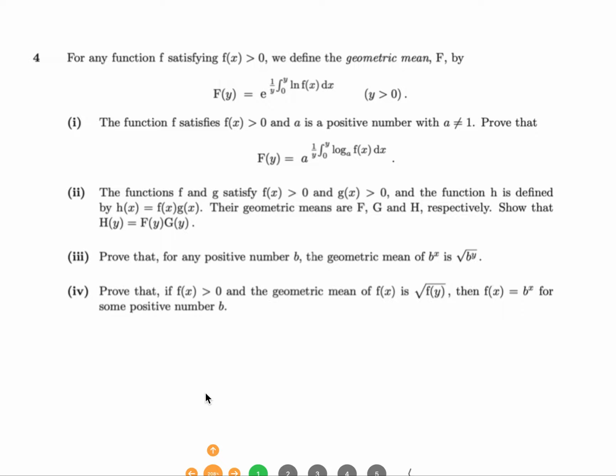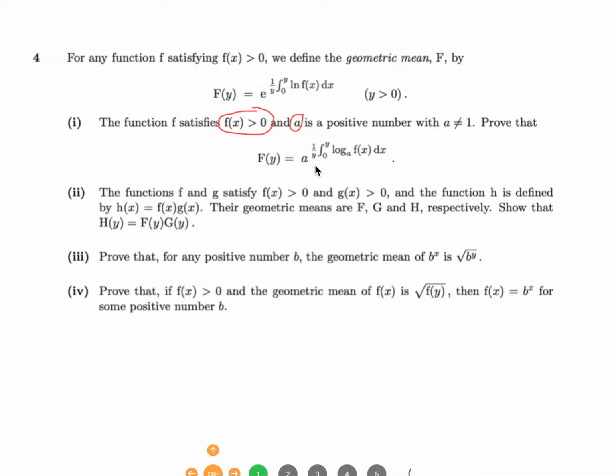I'm going to be looking at step 3, question 4 from the year 2017. For any function f satisfying f of x is greater than 0, we define the geometric mean f by this. The function f satisfies this condition, so it's always greater than 0. A is a positive number. Prove that this is the case.